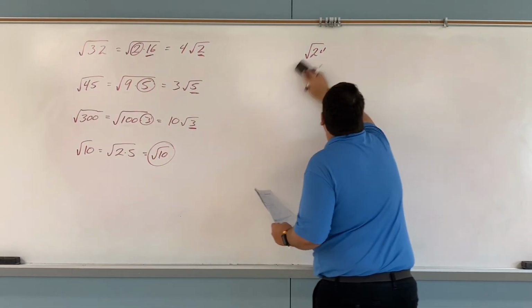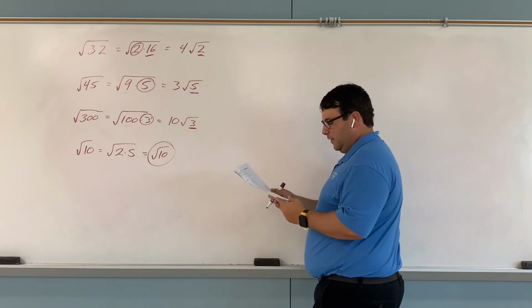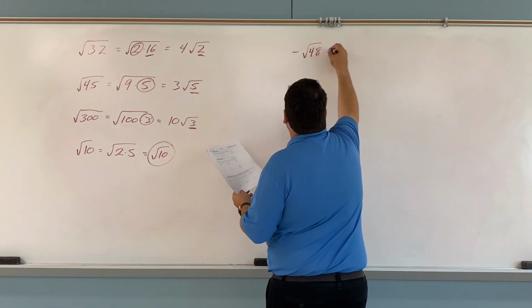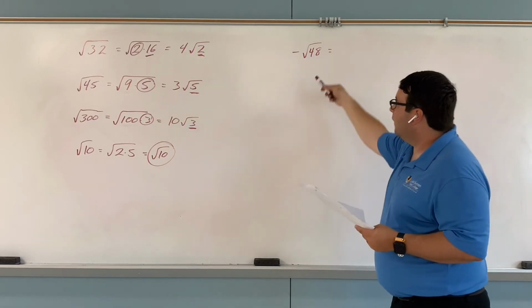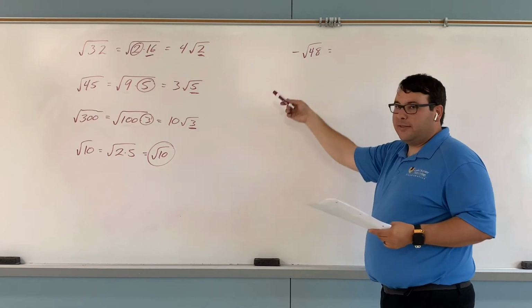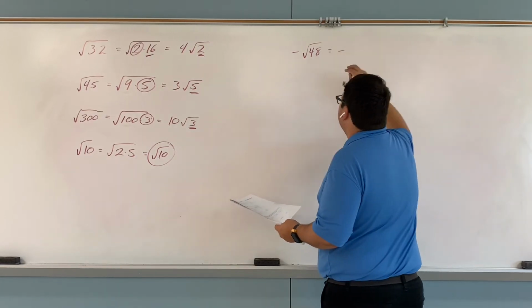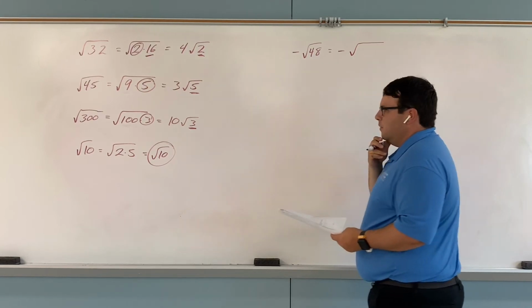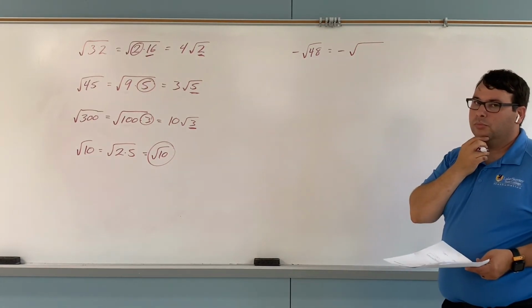Okay, let's try a couple more just to get some good practice here. I have a negative square root of 48. Remember, that negative is not applying to the radicand. That negative is completely separate, so don't drop it, just carry it over. 48, what can it break down to?